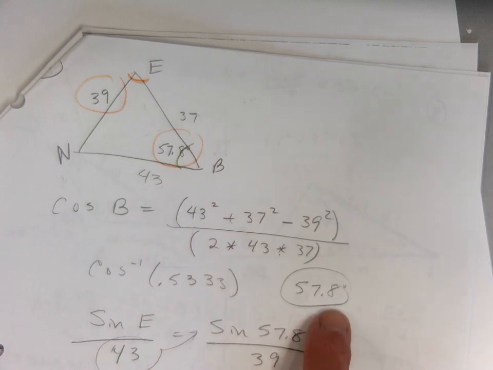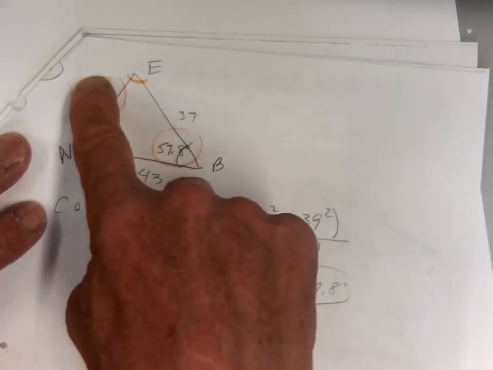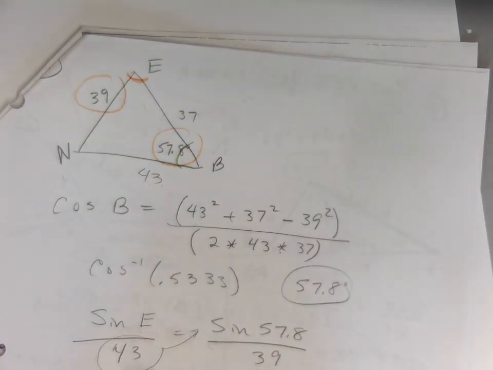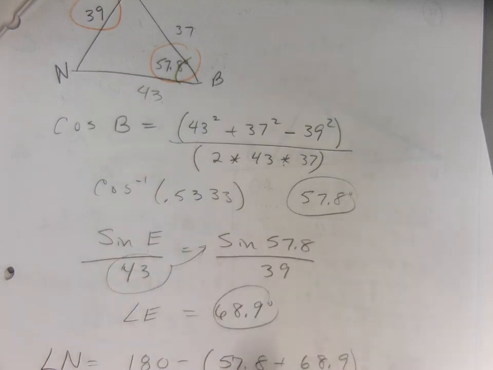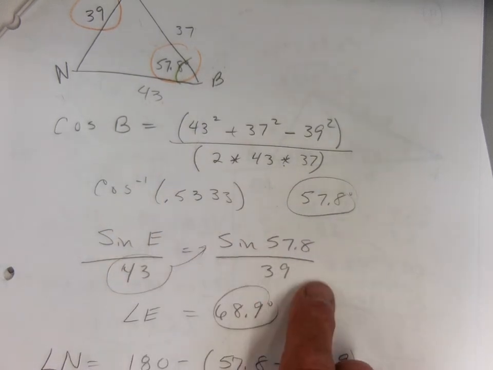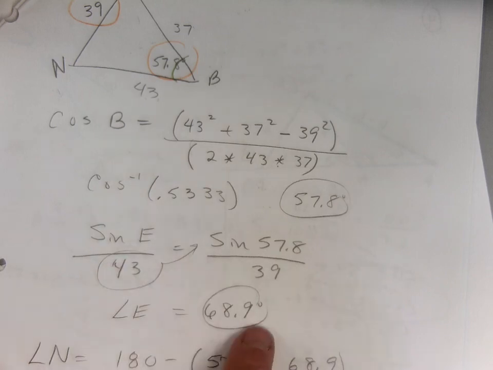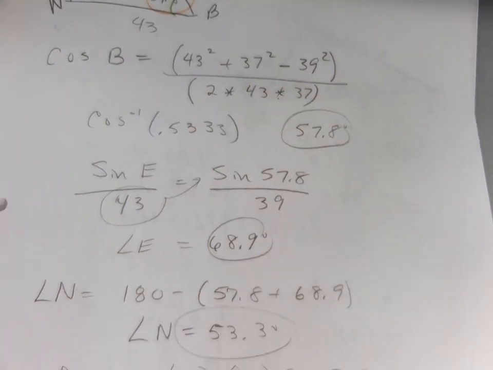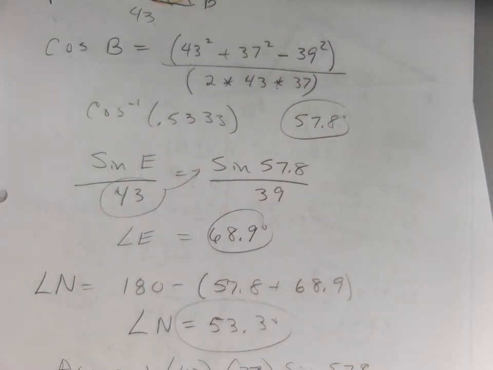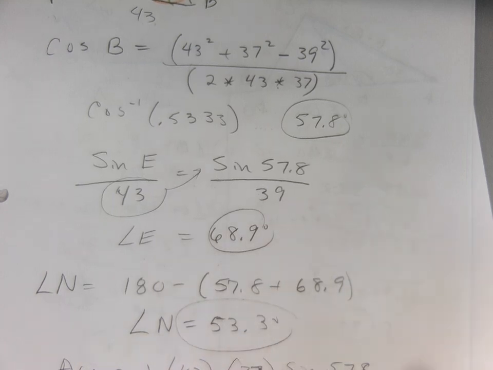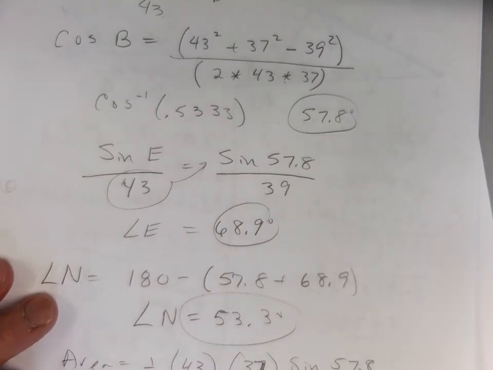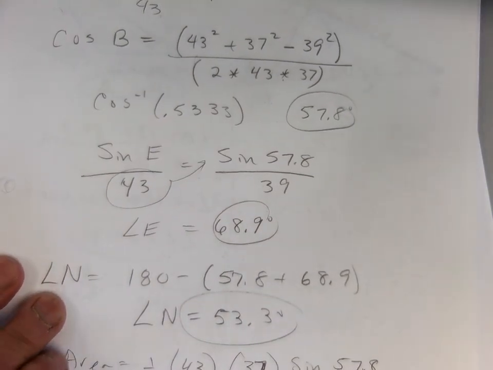Okay, then once I get that angle, I've got a pair of opposites, and I can set up the law of sines. So I did the sine of E over 43, sine of 57.8 over 39. I multiplied up the 43. I got a decimal. I did the sine inverse of that. I got about 68.9. Again, 180 degrees in a triangle, so I added up the two angles I knew, subtracted from 180, and I got 153.3. Area, I did 1/2 adjacent times the sine of the angle, and I wound up with about 673.1 centimeters squared.